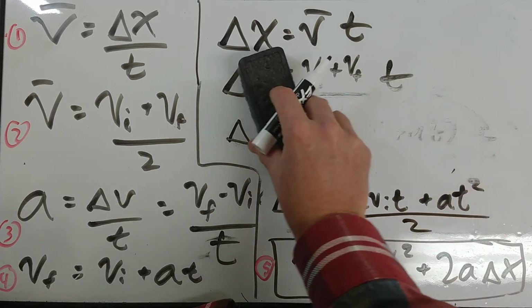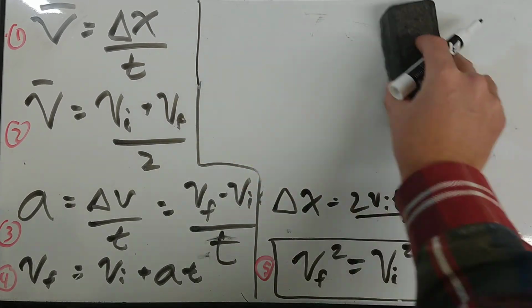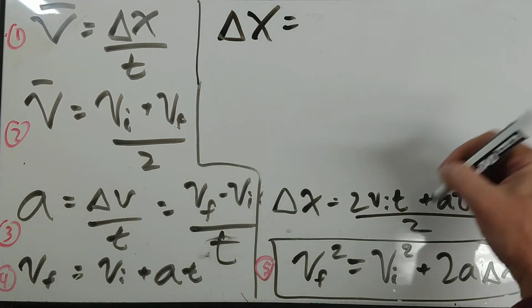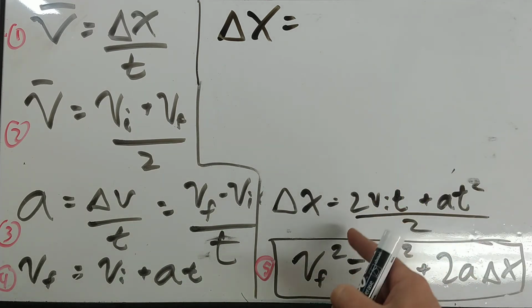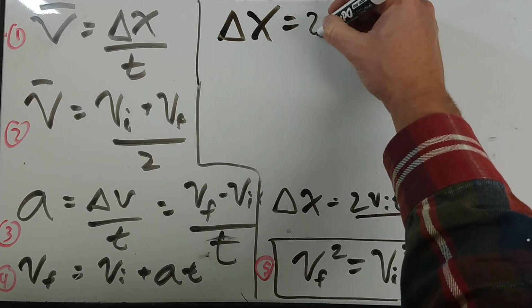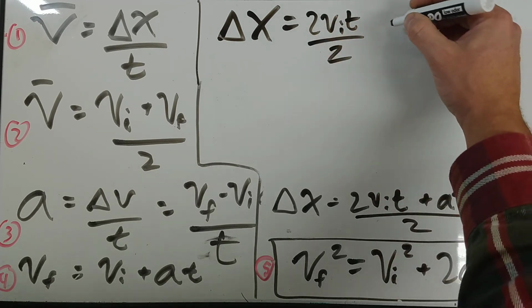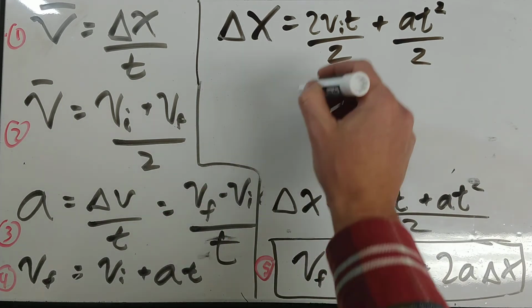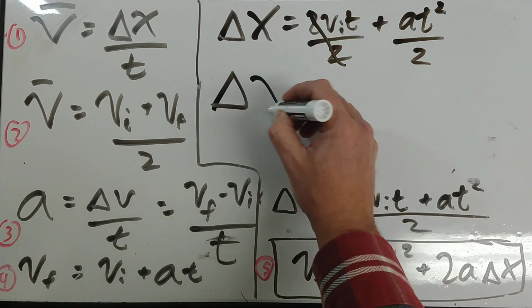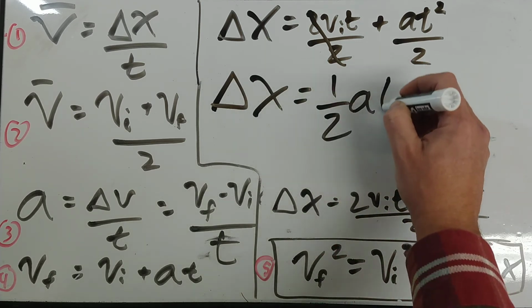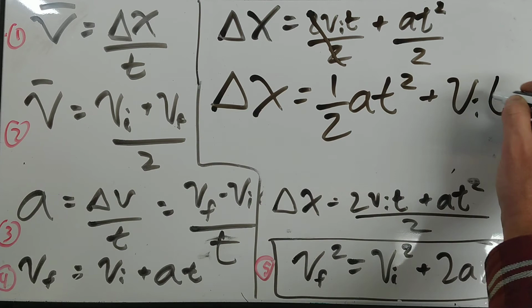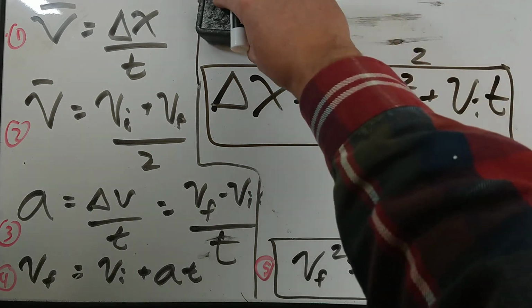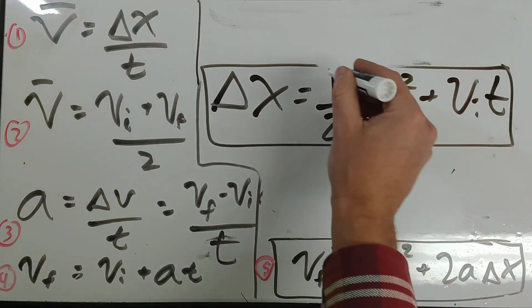Let me go back up top here. I'm writing these equations kind of large. We're going to simplify this a little more. Delta x equals 2 v initial t over 2, plus at squared over 2. I'm going to split it up. In the end we write it like this: delta x equals 1/2 at squared plus v initial t. And that's the way we write that equation in the end. We'll call that equation 6.